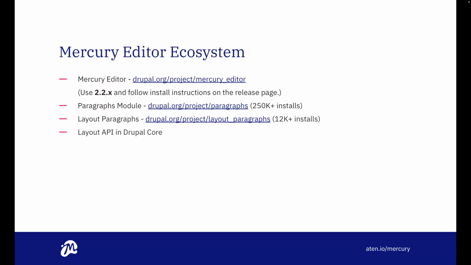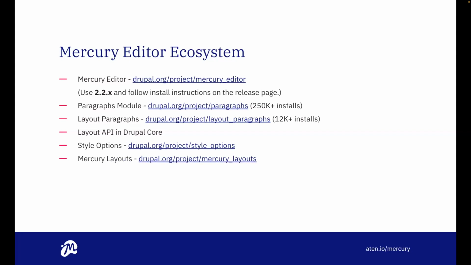Mercury is also based on the Layout API, which is in Drupal core. And again, a big theme here is that we're using widely used contributed modules or functionality that's available in core. Mercury Editor uses the Style Options module as its basis, again, for providing a styles library and centralized management of styles that can be applied to various components.